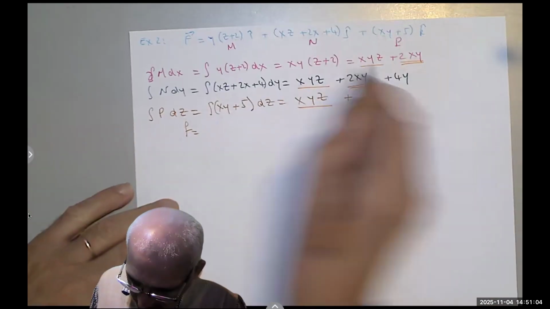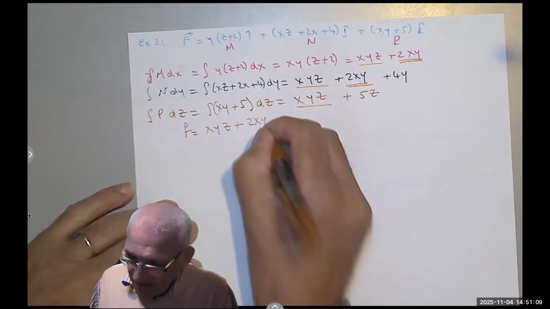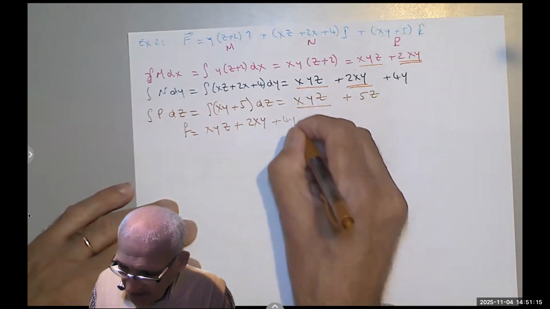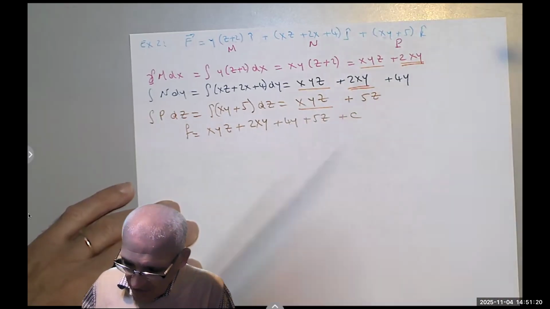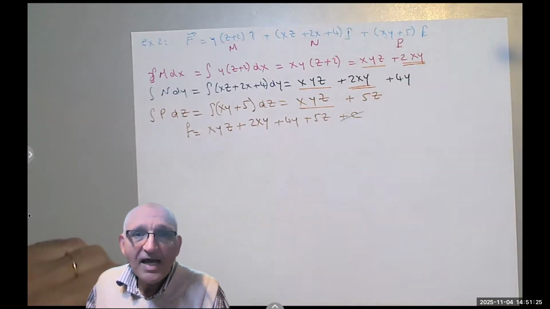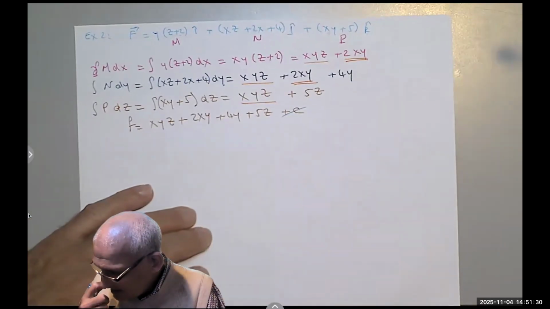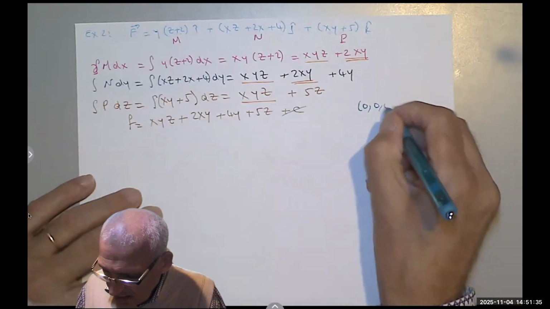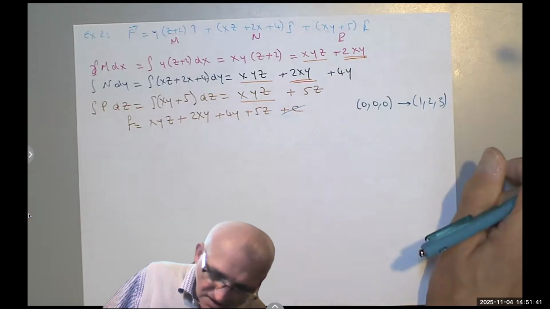My function is xyz plus 2xy. The ones that I underline, I write them only once. And then I have plus 4y plus 5z plus a constant. And this constant will be set equal to 0. And now let's assume I went from the origin again to point 1, 2, 3, just any numbers.